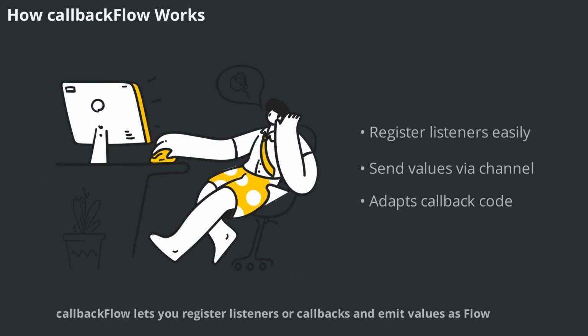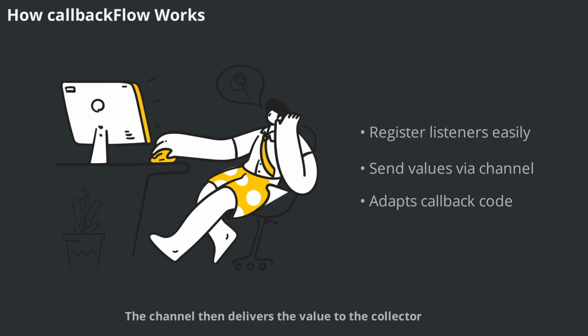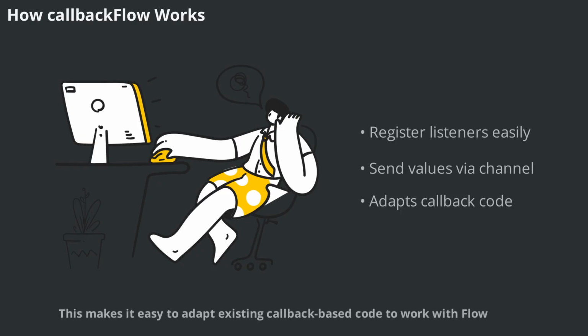Callback flow lets you register listeners or callbacks and emit values as flow. When a callback is triggered, you send the value to the channel inside callback flow. The channel then delivers the value to the collector, maintaining Flow's execution guarantees. This makes it easy to adapt existing callback-based code to work with Flow.